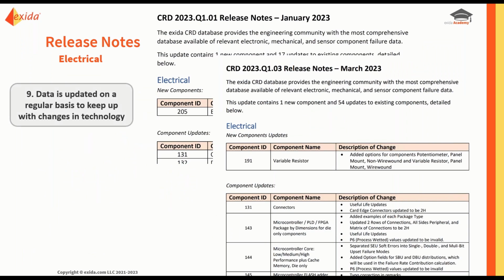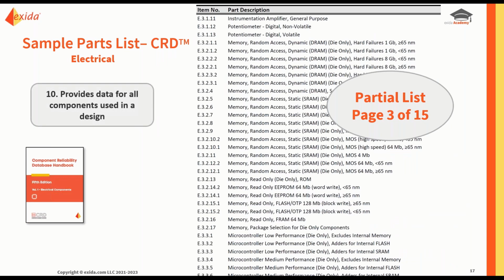So number 9 on our list was the data needs to be updated on a regular basis to keep up with changes in technology. As I said, microcontrollers are in a constant state of flux. New devices are constantly being added with different features and subcomponents, so the database needs to keep up with them accordingly. And then lastly, it needs to provide the data for all the components used in your design.